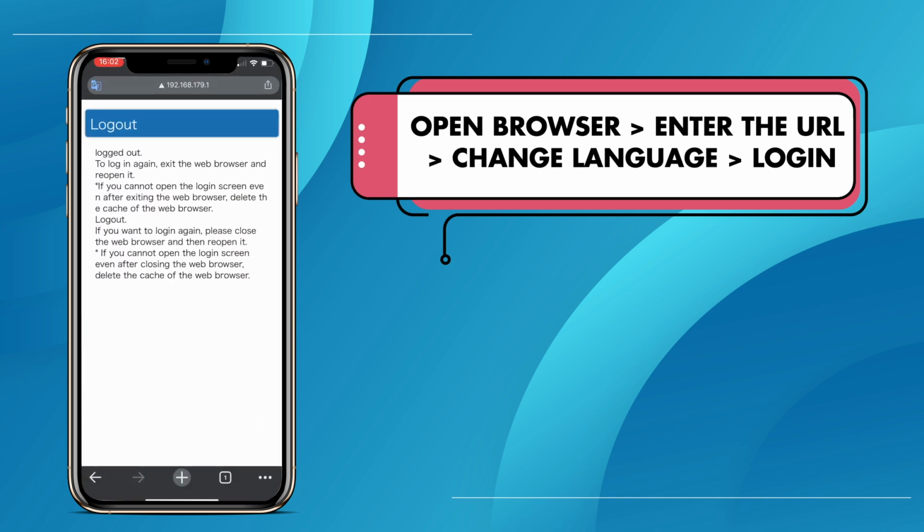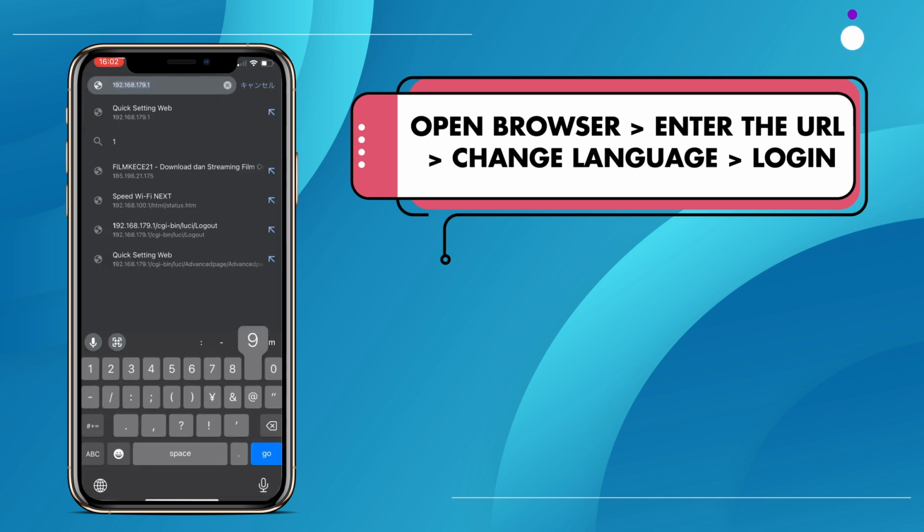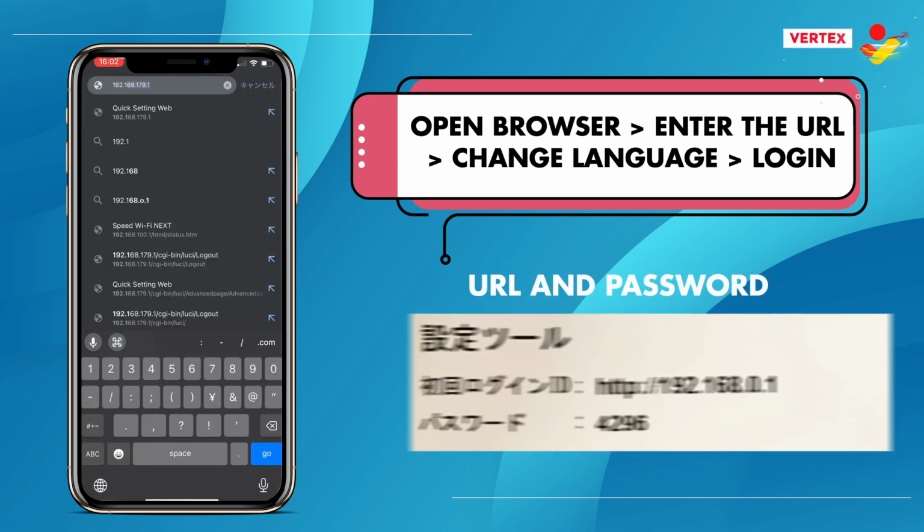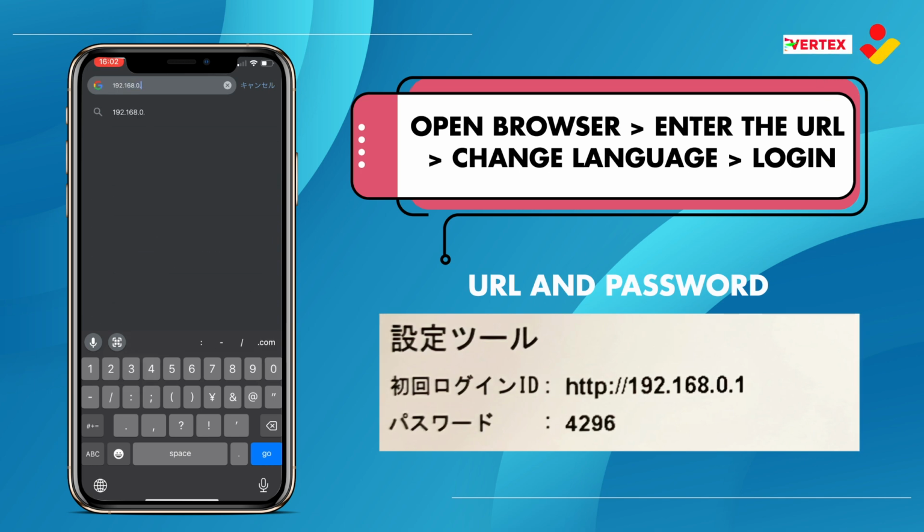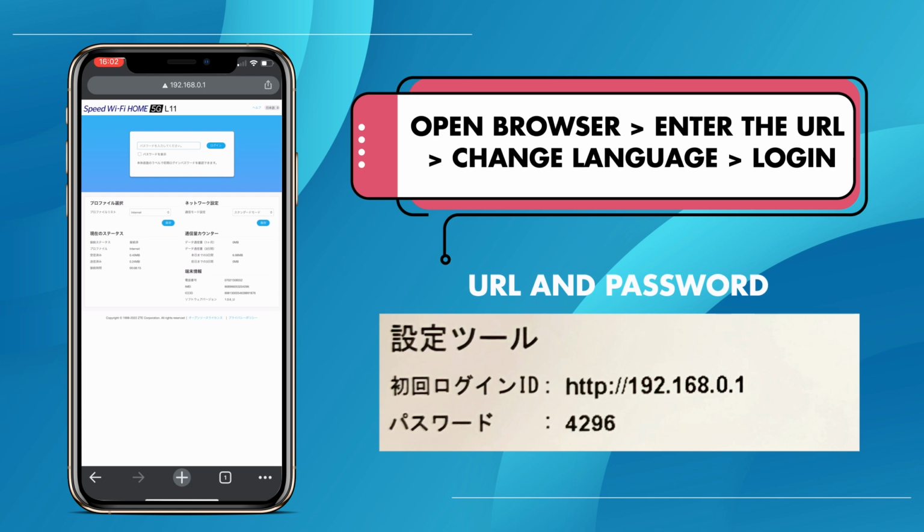Second, open the browser, then enter the URL or IP address. After that, change the language on the top right corner. And log in with the password you can see on the guide paper.